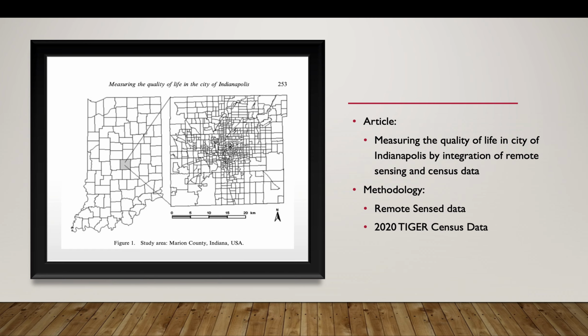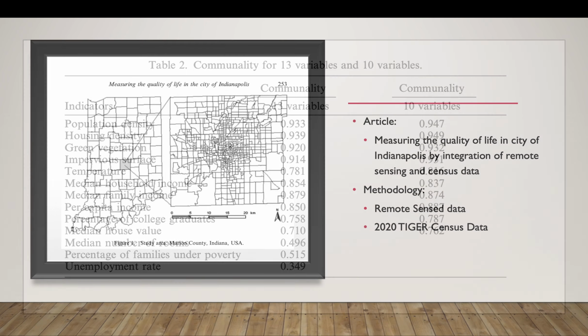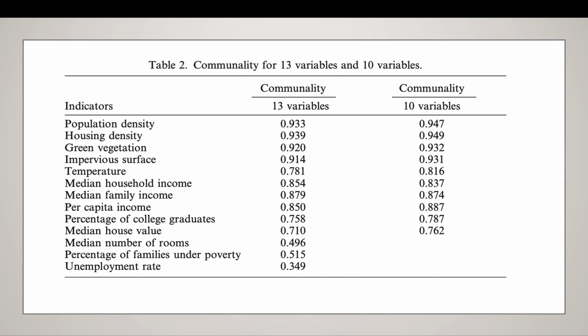And so the methodology, the data that we use throughout this paper, is remote sensing data and 2020 target census data, and they create a workflow where they could integrate those two types of data to create an index, or I would say a score of quality of life. The way they did it is they pick between 10 to 13 variables, and those factor into this equation to determine a score for the quality of life.